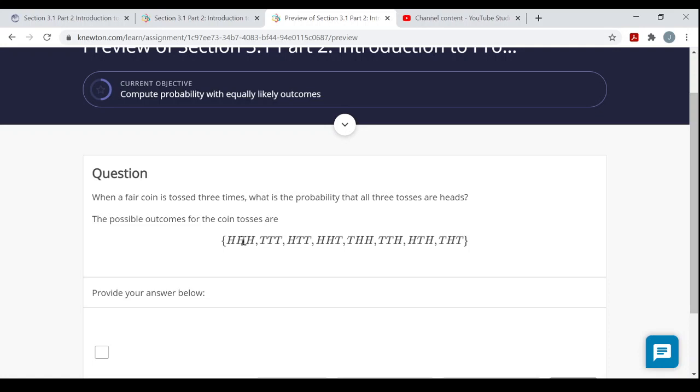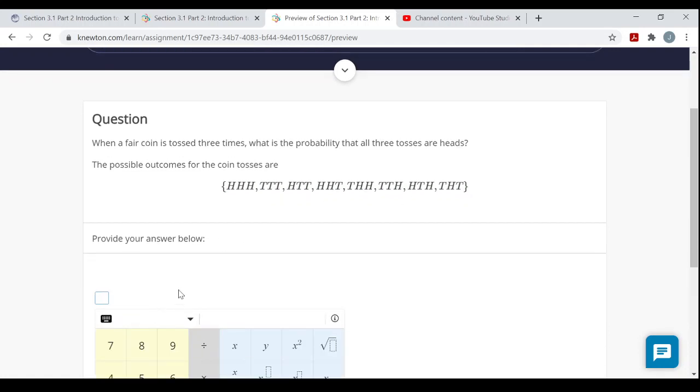Look at this. All right, that's 8 total possible outcomes. So that's going to be my denominator, 8. The numerator is how many times does the event they're talking about occur. The question is, what is the probability that all 3 tosses are heads? How many ways does this happen? Once. Right there. All 3 heads. So it's 1 out of the 8.